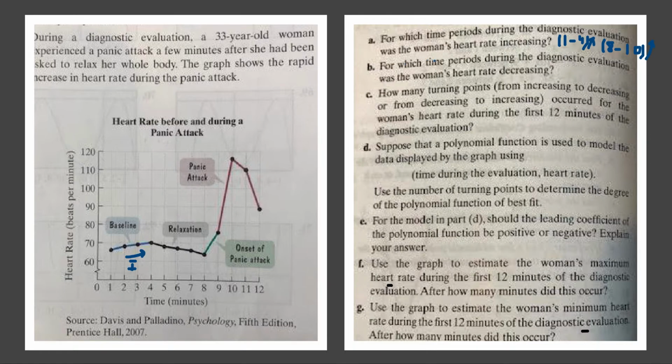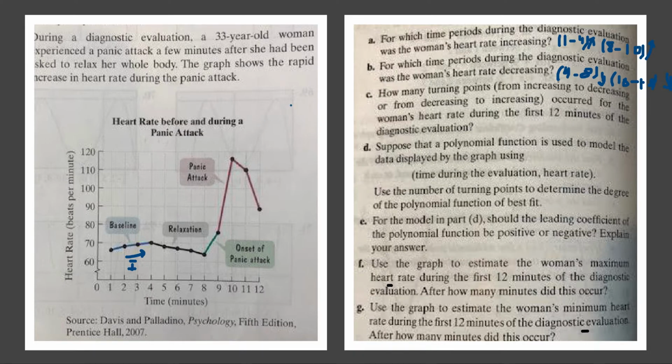And now we are looking for which time period during the diagnostic evaluation the woman's heart rate was decreasing. Decreasing here is from 4 to 8 minutes. And the other interval is from 10 to 12 minutes. So from 4 to 8 was decreasing. Let me write decreasing here. And the other interval was from 10 to 12. So it was decreasing.